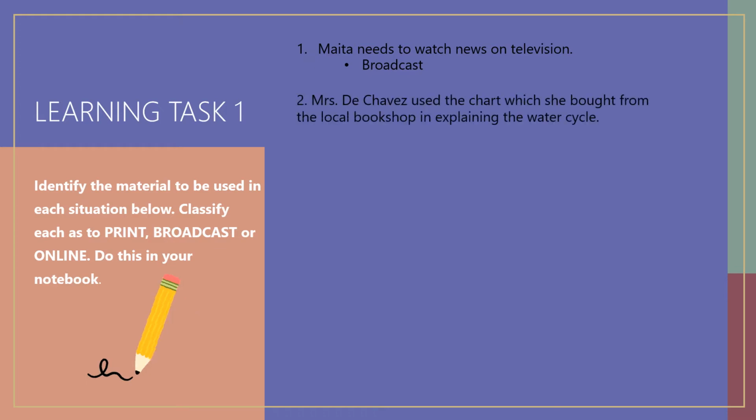Next, number 2. Mrs. De Chavez used the chart which she bought from the local bookshop in explaining the water cycle. So, what did she buy? A chart from the local bookshop. So, what could it be? Print, broadcast, or online? So, I'll give you 3 seconds to answer. 3, 2, 1. And the answer is print. Because it is printed, right?